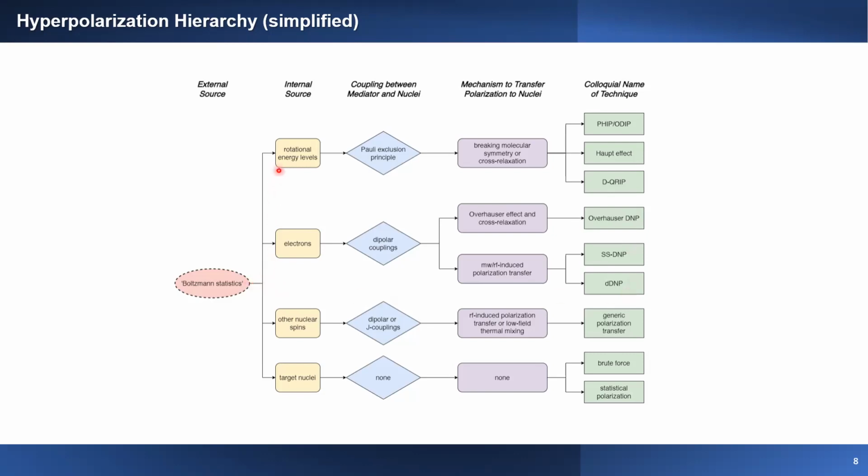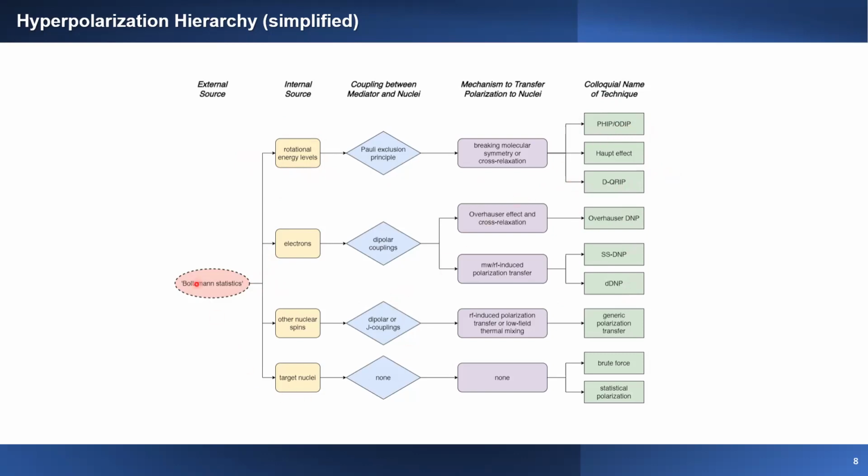Another really neat example is that rotational energy levels, the energy differences involved there can be quite large, certainly much larger than for nuclear spin states. So if you can generate rotational polarization and transfer that to nuclear spins, well, then that's another method to hyperpolarize them. And there are a few techniques there. I think the standout one is para-hydrogen-induced polarization.